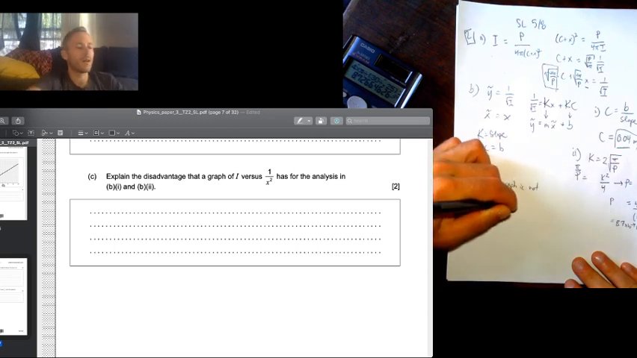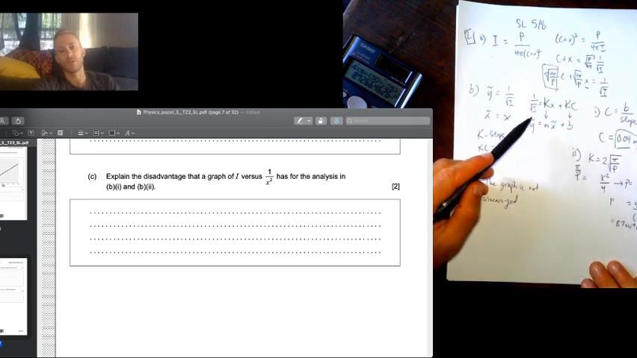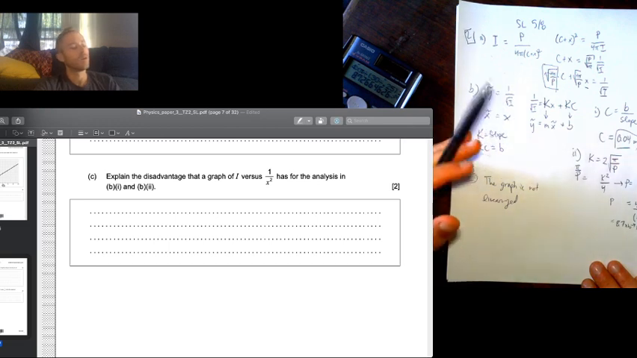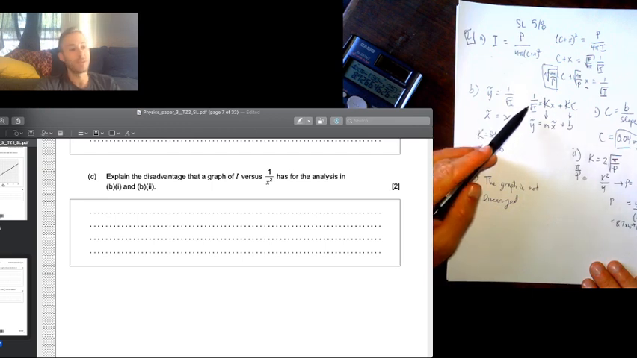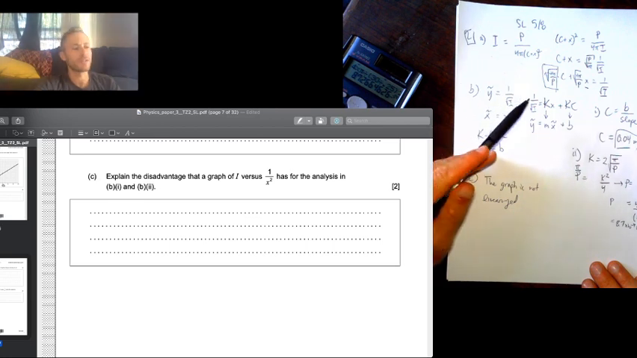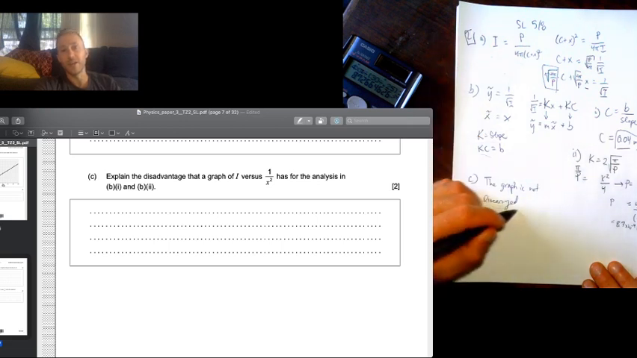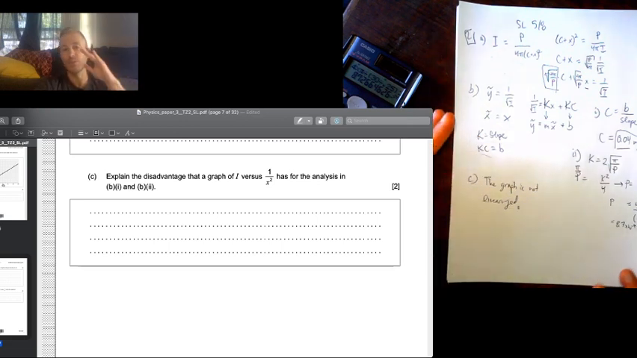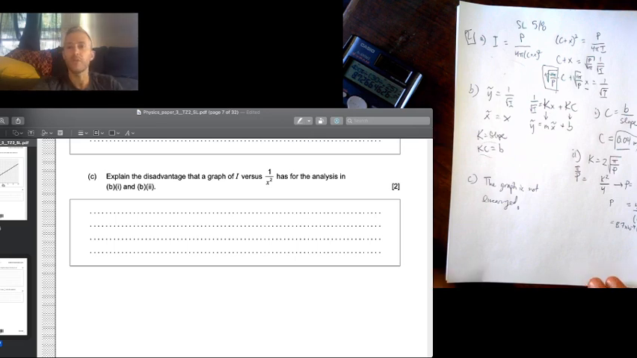Okay? By graphing what we did, we made sure that it was linearized. Whereas if we graph it a different way, then it's not necessarily going to be linearized. So that makes it, it's easy to analyze lines because lines have clean-cut slopes and intercepts that we can relate to physical constants. So I would say something to that effect.